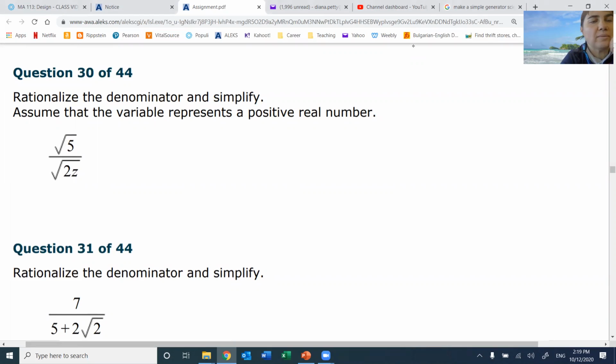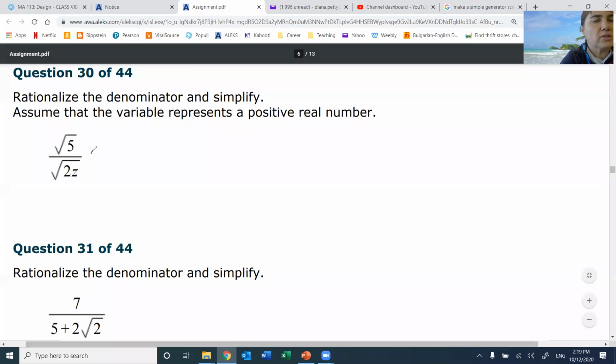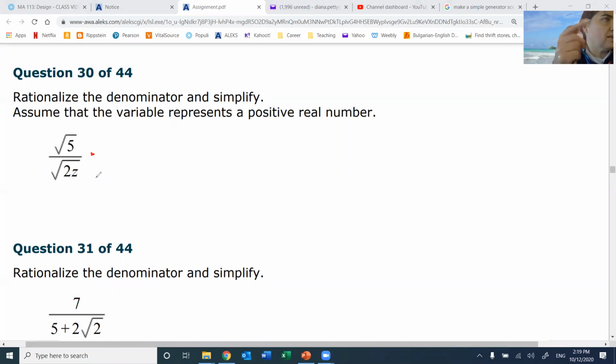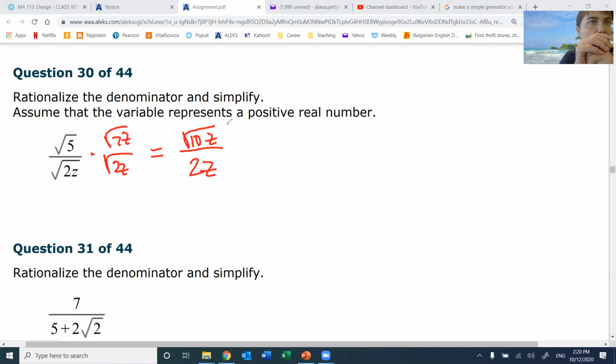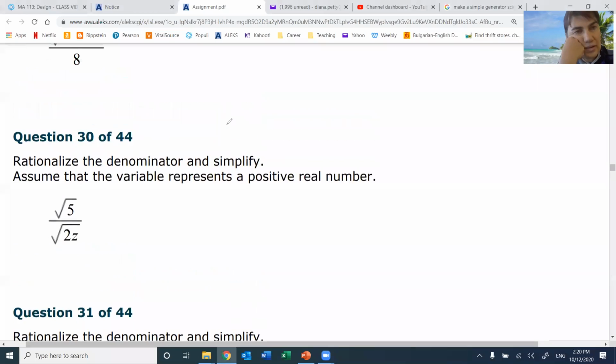So then this one, again, conjugate, but not really conjugate. The conjugates are when you have plus and minus. There is no plus and minus. So this one just multiply by square root of 2z. And this will take care of it, just going to be 2z in the denominator. You multiply it by itself. Technically, you squared it, and the square removed the radical. And on top, you have square root of 10z, because the 5 and the 2 multiply. And that's it? That's it. See, easy peasy. Okay, so moving to the next one.